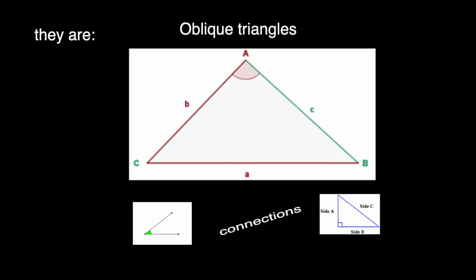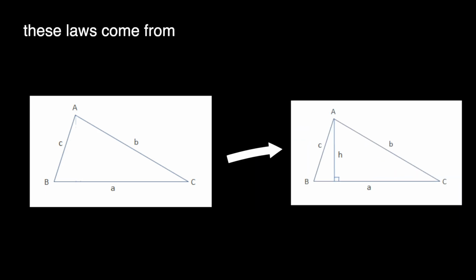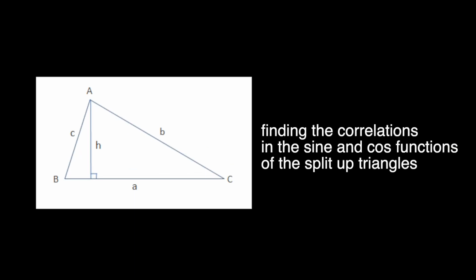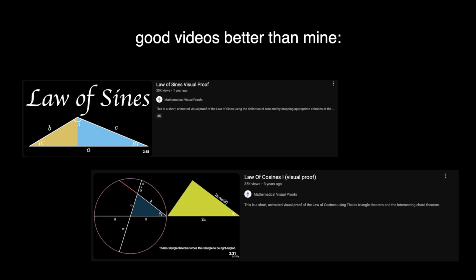Anyways, sine law and cosine law are simple. They are a set of connections between angles and sides of oblique triangles, which are triangles that are not right. These laws come from dividing a triangle into smaller right triangles and then finding the correlations between sine functions of these smaller triangles. There are 2 videos on YouTube that explain this very well, and I've put them in the description.